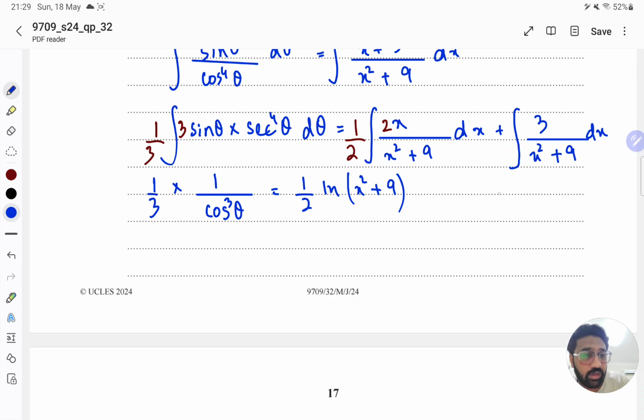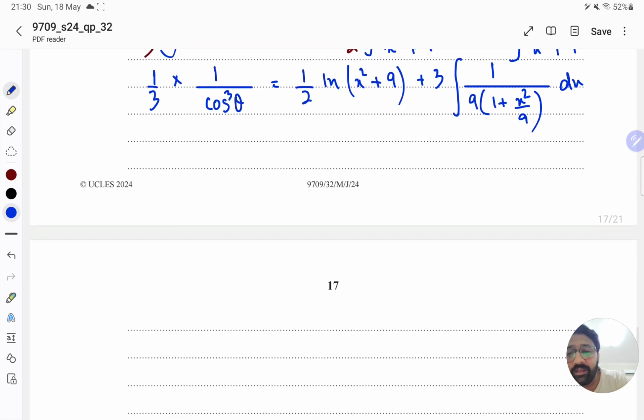And similarly, if I talk about this one, I'll take the 3 out, and integration of 1 over, I'll take the 9 common, and I'll be left with 1 plus x square over 9 dx. I have simplified this. It is going to be 1 over 3 cos 3 theta equals 1 over 2 ln x square plus 9.